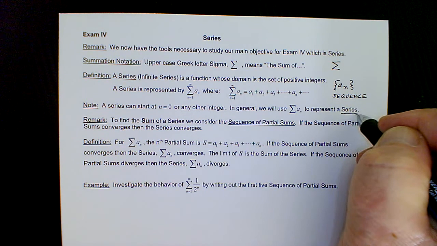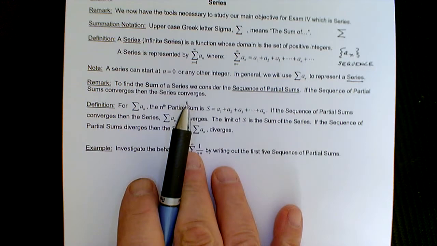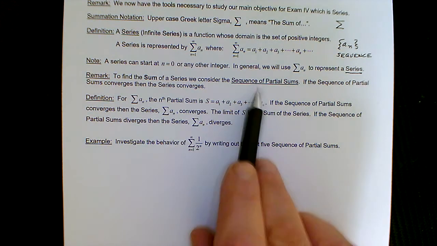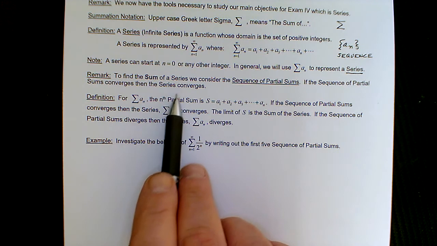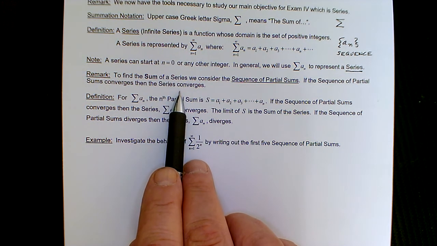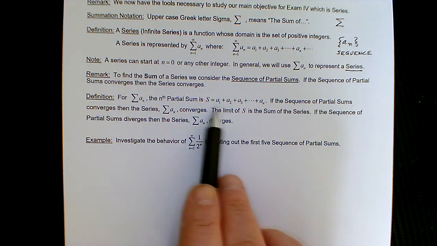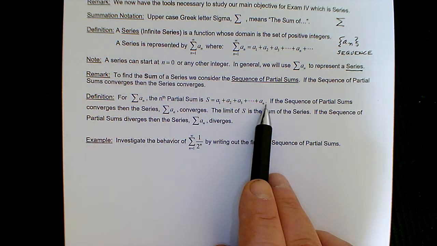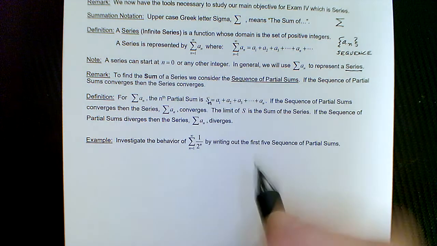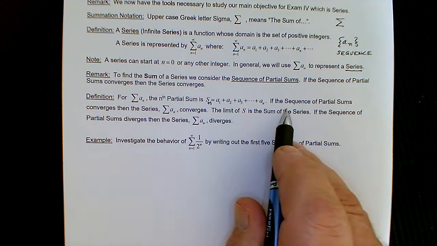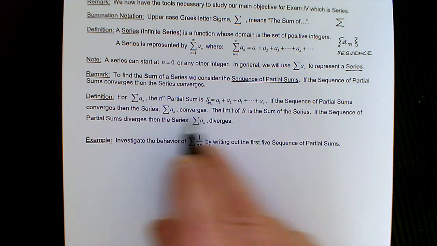Okay, so now we want to find the sum of a series. We consider what we refer to as the sequence of partial sums. If the sequence of partial sums converges, then we say that the series converges. We define the nth partial sum as just simply the sum of the first n terms. I guess I could have said s sub n here, okay? And if the sequence of partial sums converges, then we say the series converges, and the limit would be the sum of the series. If the sequence of partial sums diverges, then we say the series diverges.